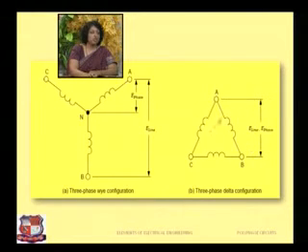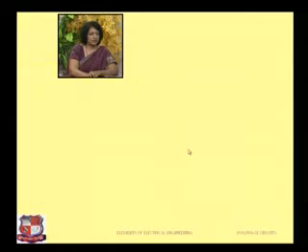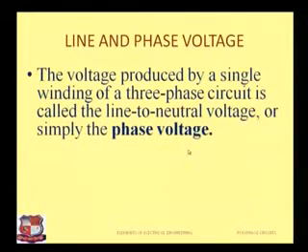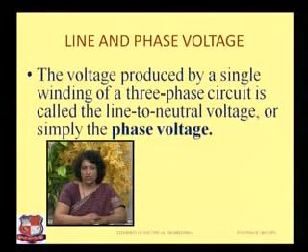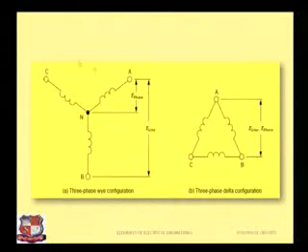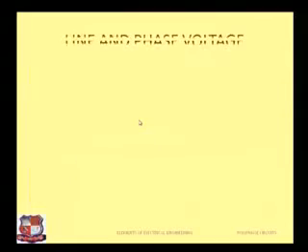But what will happen to the current if I start from here? So the line current and phase current will be different. So line and phase, let us define. The voltage produced by a single winding of a 3-phase circuit is called the line to neutral voltage, or simply the phase voltage. Here this is line A to neutral, that is phase voltage.